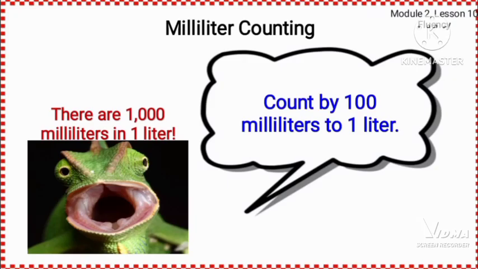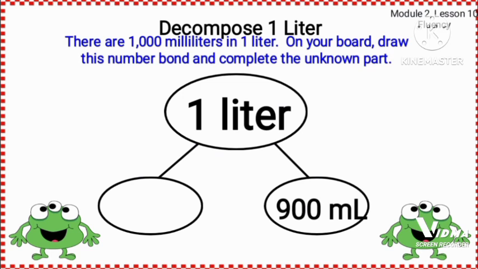As a warm-up, let us do some milliliter counting. There are 1000 milliliters in 1 liter. You know that already. So count by 100 milliliters to 1 liter. Good. Now, let us decompose 1 liter. 1 liter is 1000 milliliters.